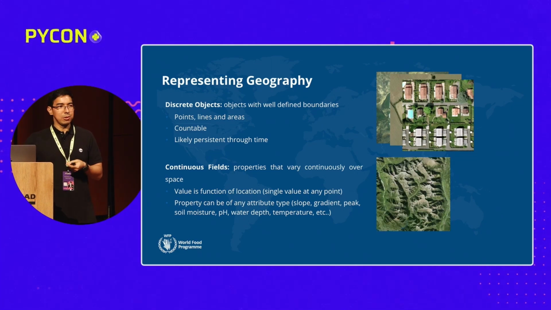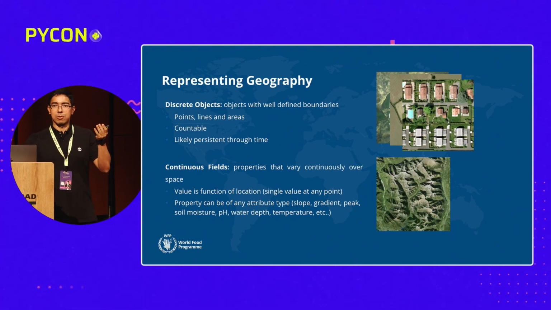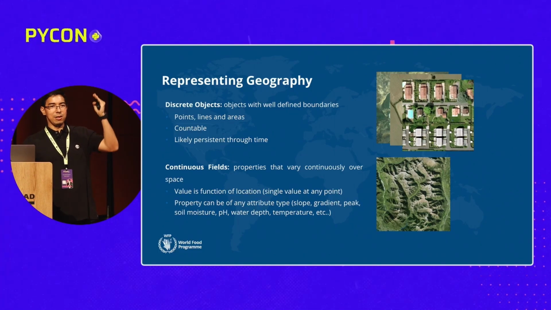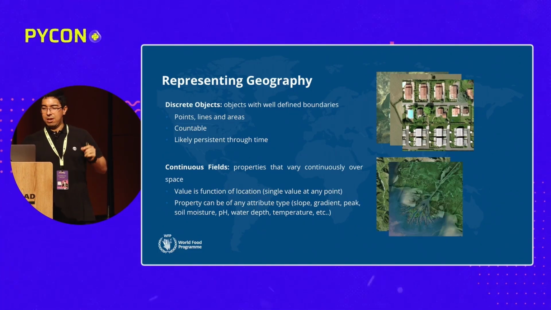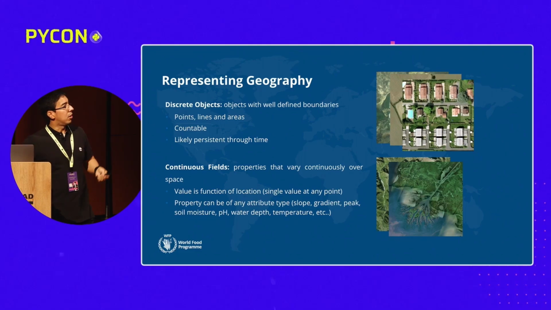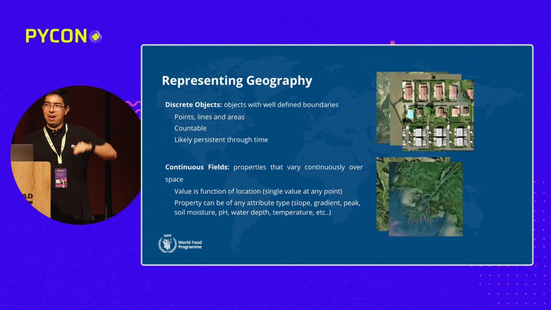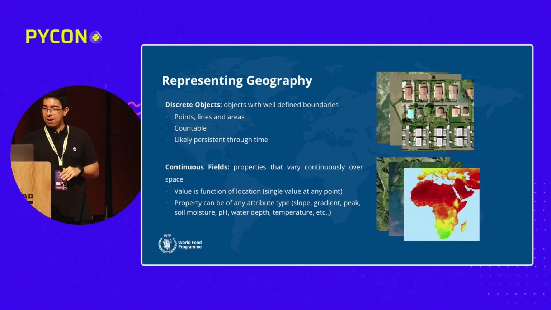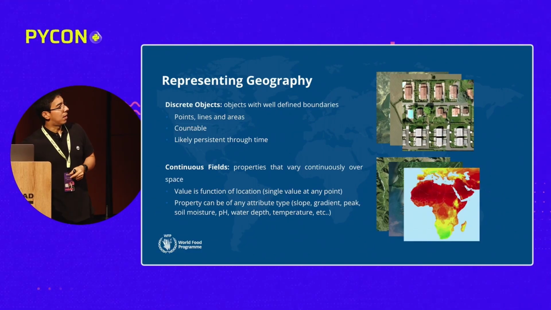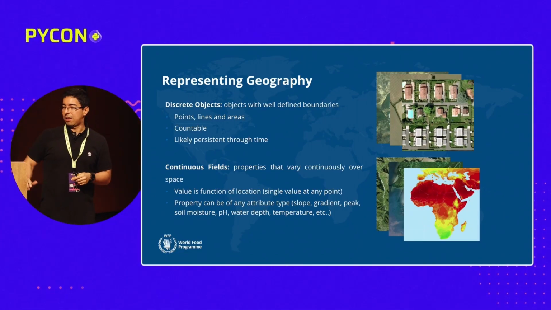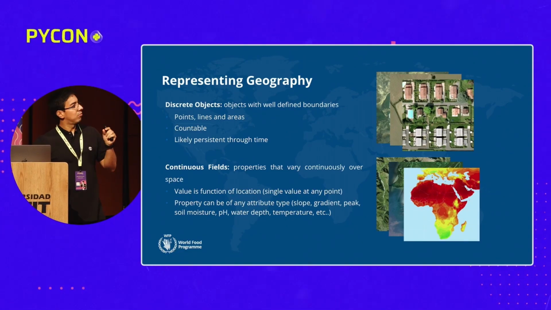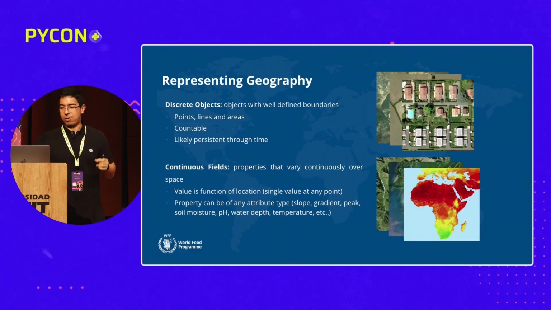But for a continuous field, you can get a topographic model, so you can get the level of altitude of a given point. Water discharge: you have the river, and you can get the level of the river at a given point or location. And this is an example of surface temperature. You can see that some areas are hotter or warmer than others.